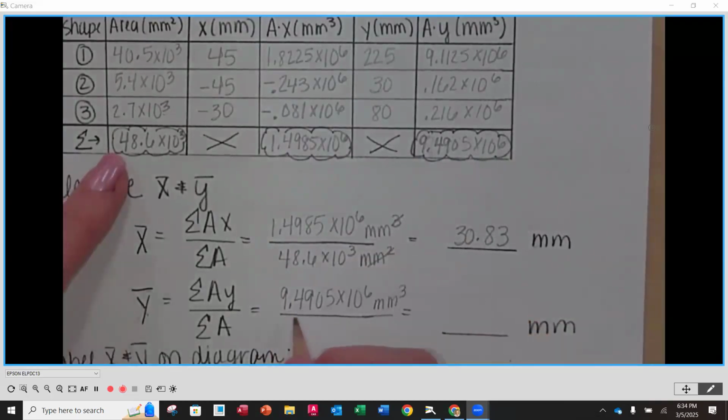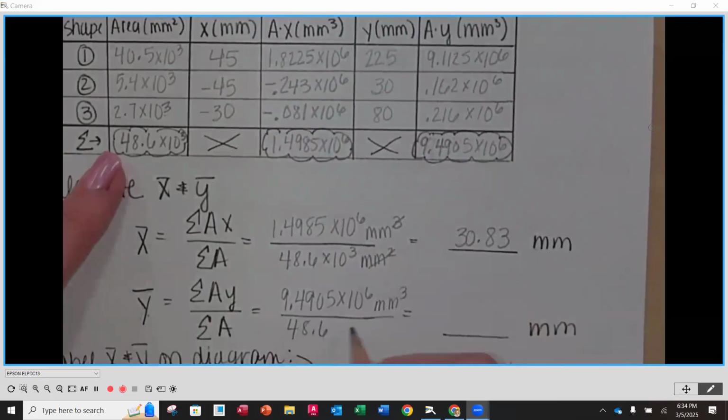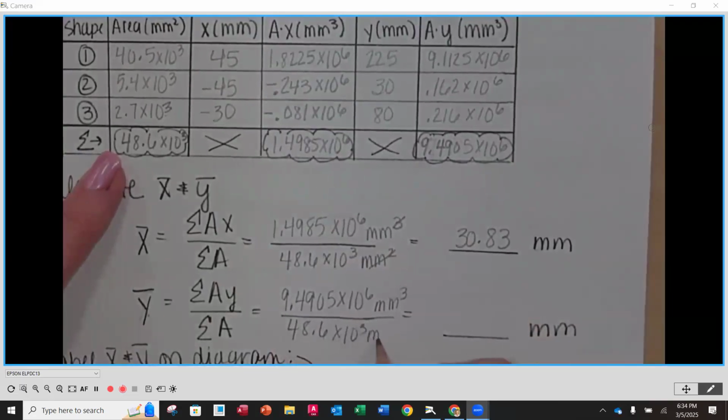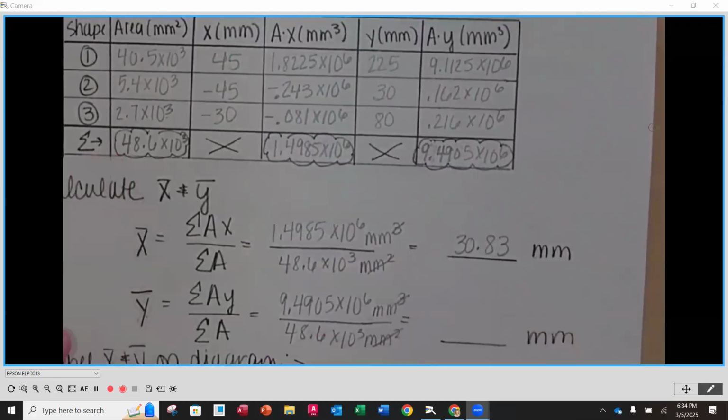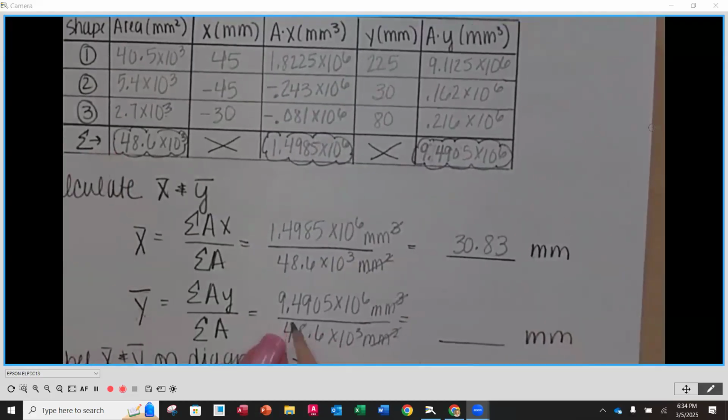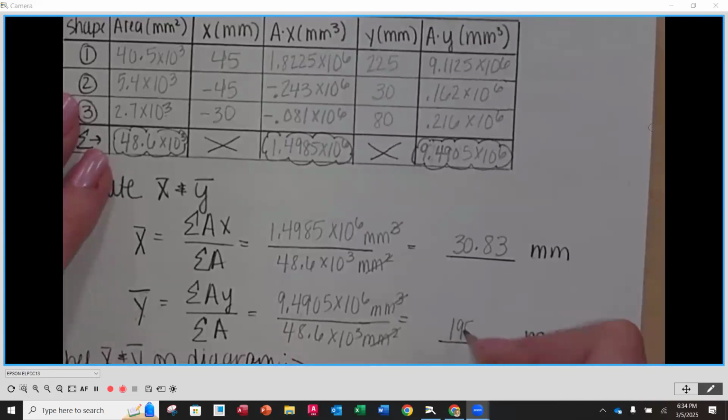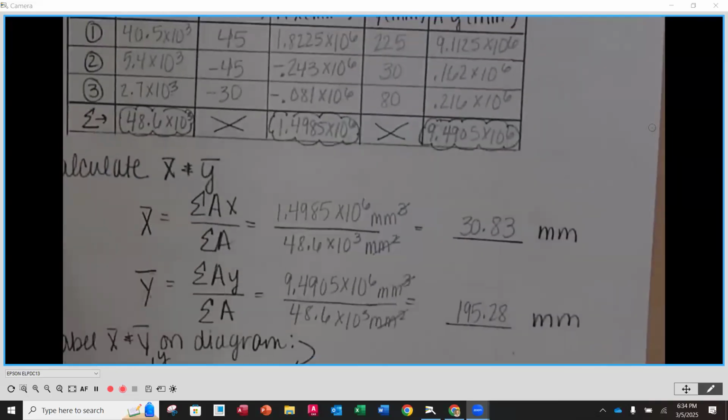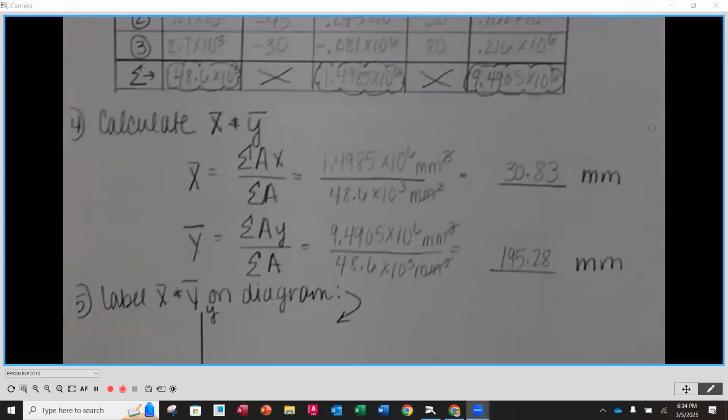Divided by the total area, 48.6 times 10 to the 3rd millimeters squared. Millimeters is left. 1, 2, 3, 4, 6. Okay. Should come up with 195.28 millimeters. Okay.